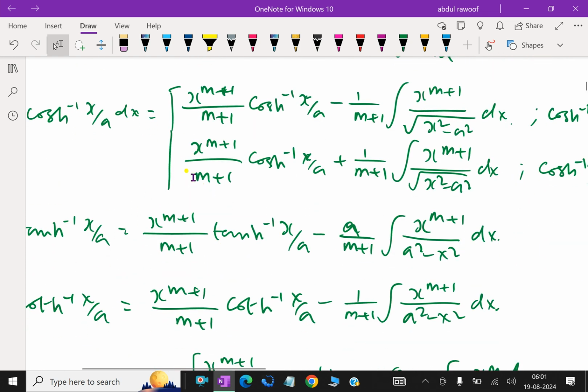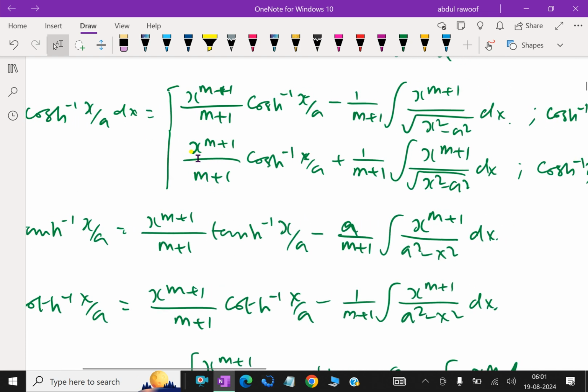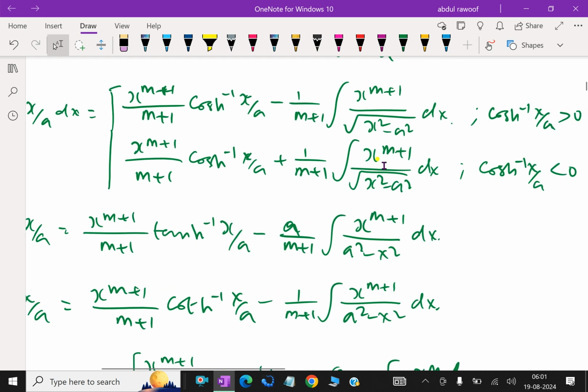Next one, of that same cosh inverse (x/a), integral x power m cosh inverse (x/a) dx equals x power m plus 1 over m plus 1 cosh inverse (x/a) plus 1 over m plus 1 integral of x power m plus 1 over the square root of x square minus a square dx, where cosh inverse (x/a) is lesser than 0. Here we have to continue this integral.